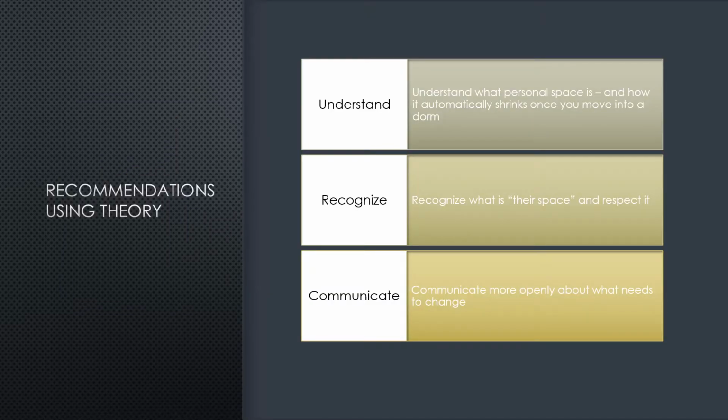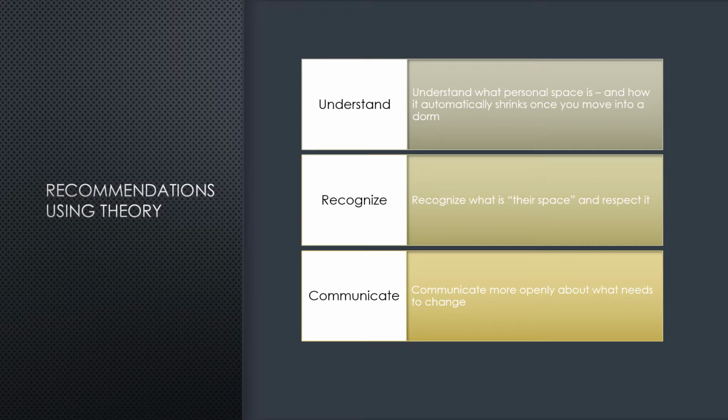So using this theory, there are a couple things I would recommend if I could give my past self some advice, or anyone going through this struggle with a roommate, or maybe a sibling. The first one is to understand what their personal space is and how, if you're living in a dorm, it automatically shrinks. A dorm is not very big, and you need to be considerate of other people and their space and what they assume is normal, what they assume is expected, for this expectancy violations theory.